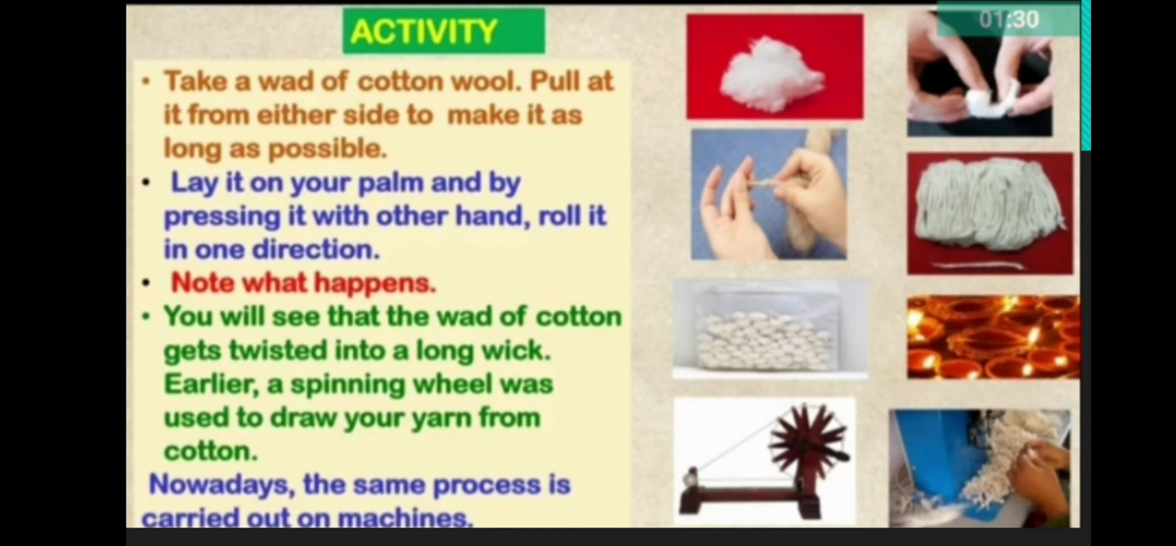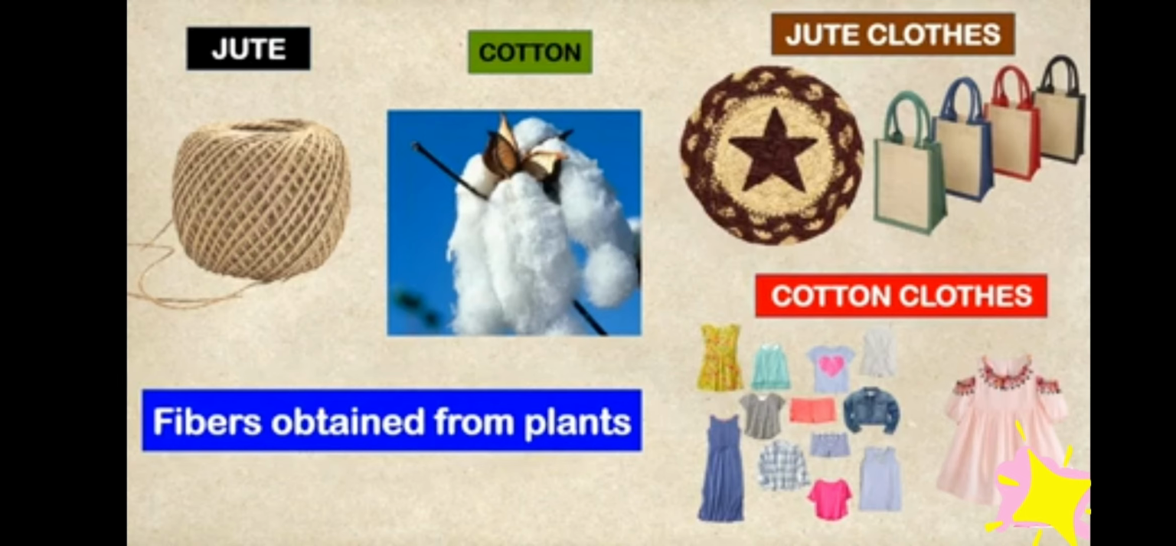This long wick is used for diyas, lamps, oil lamps, etc. Earlier, a spinning wheel, that is a charkha, was used to draw yarn from cotton. Nowadays, the same process is carried out on machines.